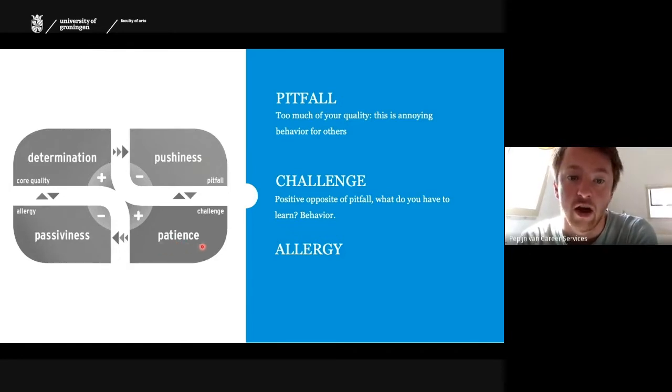However, again, of this quality of patience, which is your challenge, there's also too much. And that is in this case passiveness. And that is your allergy. As on the one hand, pushiness is something people find annoying in you, passiveness is something that you find annoying in other people. So in the case that you are determined, probably you will recognize yourself that it's hard for you to work with passive people.